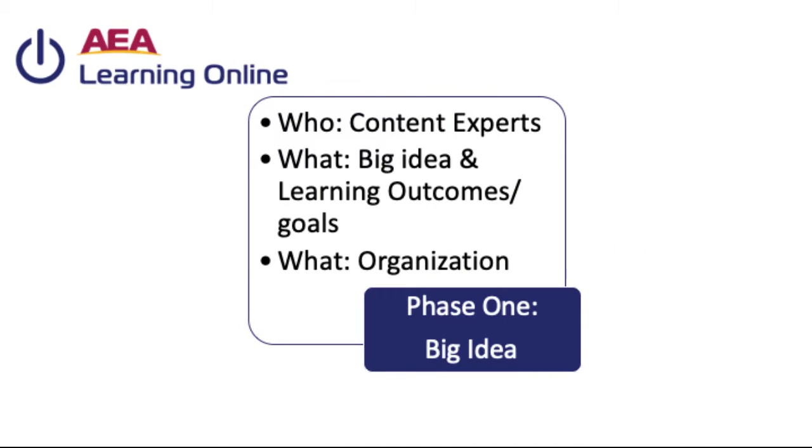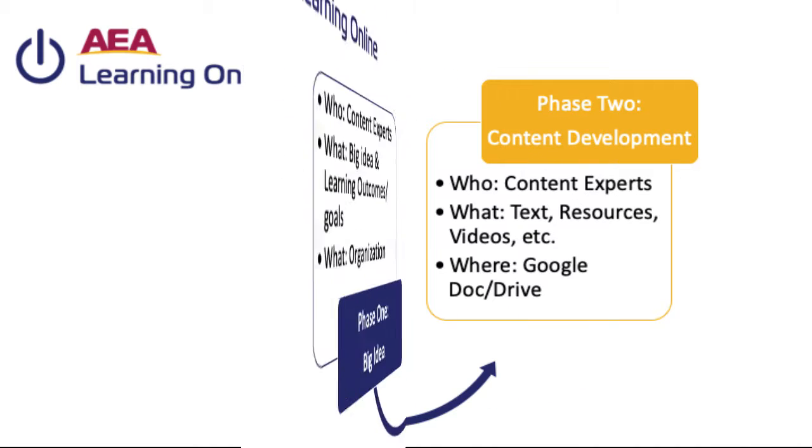In Phase 1, the big idea, the content experts are really deciding what the big idea of their module or modules will be about. They're also thinking about what the learning outcomes for each module will be. Once the content experts have decided on the big idea and the learning outcomes for the module or modules, they can start to think about organization. They want to be thinking about how they would like to chunk the content that they want to put in their modules and the order in which they would like to organize it.